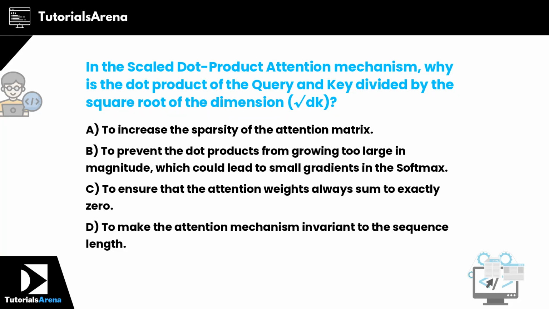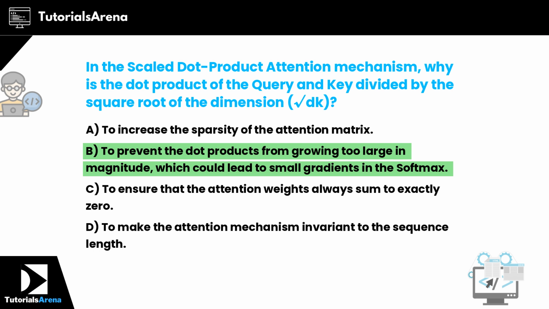In the scaled dot product attention mechanism, why is the dot product of the query and key divided by the square root of the dimension, square root of d_k? The correct answer is option B. To prevent the dot products from growing too large in magnitude, which could lead to small gradients in the softmax.